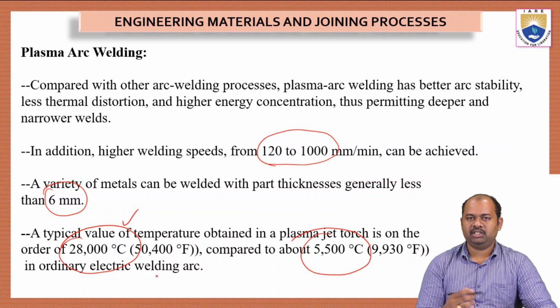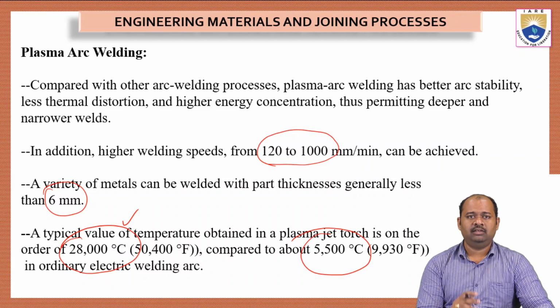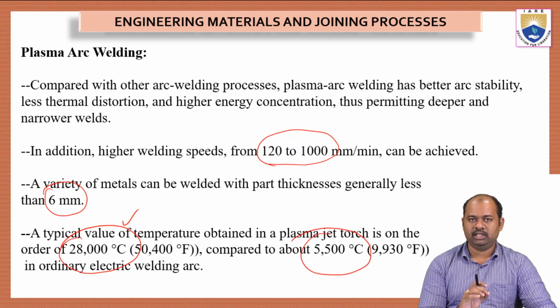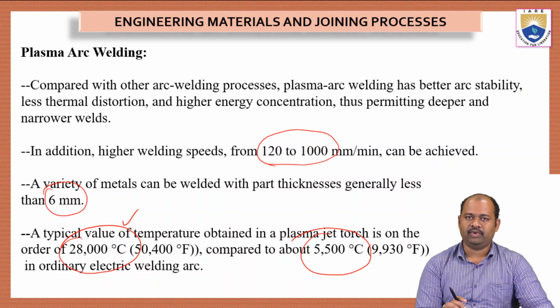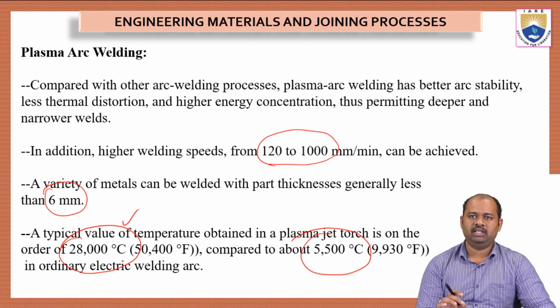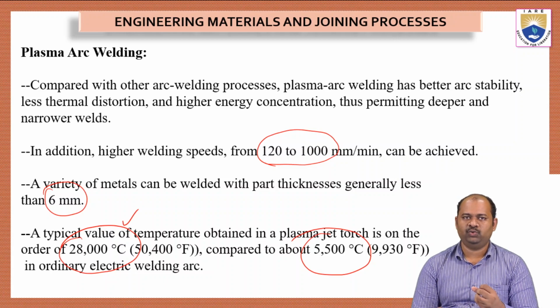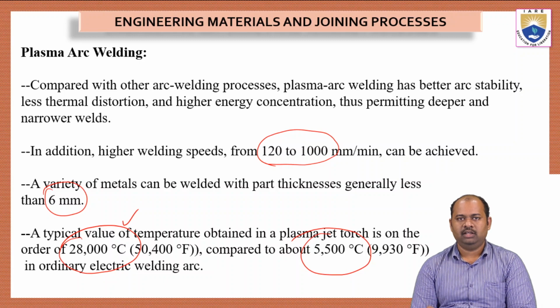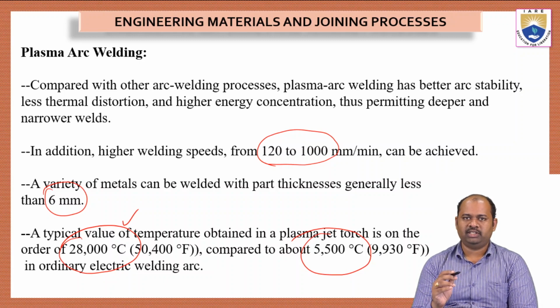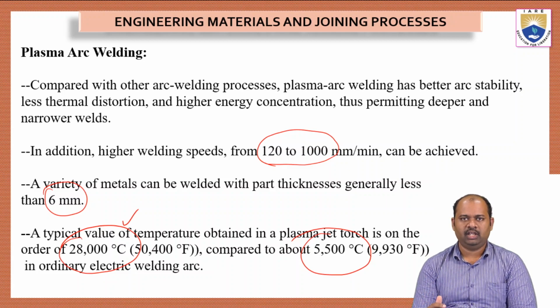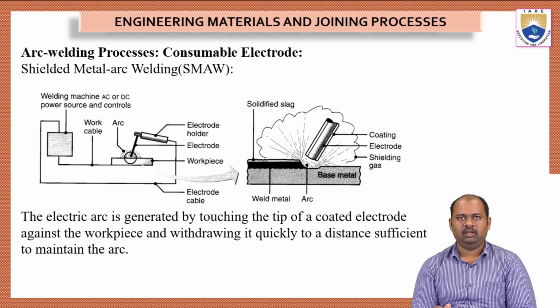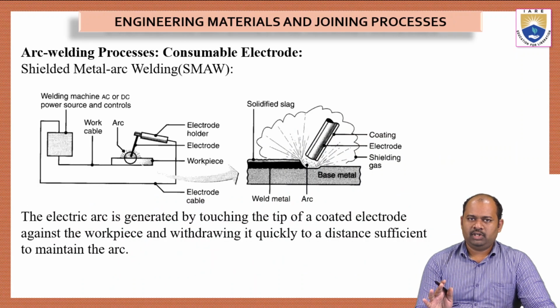And then a typical temperature value, we have seen this already. The temperature will reach about 28,000 degrees centigrade, which is about 50,400 Fahrenheit, compared to 5,500 degrees centigrade in an ordinary welding process, that is GTAW. So this high temperature capability makes plasma arc welding very suitable for most engineering applications. The welding process using the plasma arc is very smooth, and it can reach higher temperatures also. So that is all about plasma arc welding.